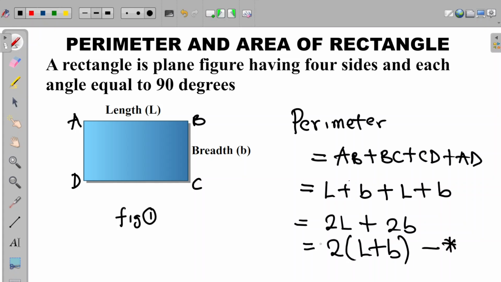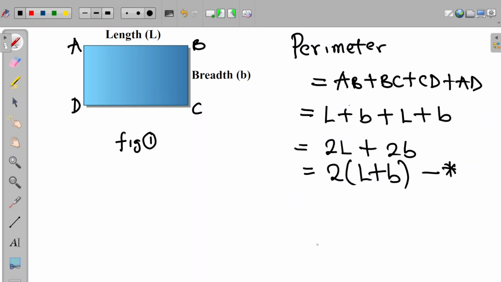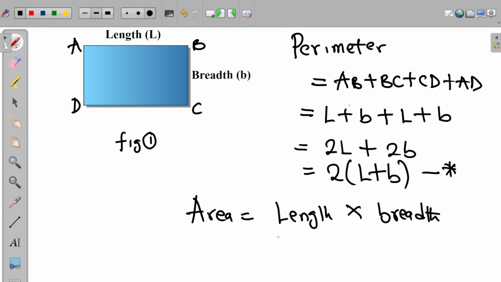Also, to obtain the area of a rectangle, we know that the area of a rectangle is equal to length times the breadth. So therefore, our length is represented by L and our breadth is represented by B. So this is the area of a rectangle. So the perimeter of the rectangle is 2 multiplied by L plus B, and the area is length times breadth.